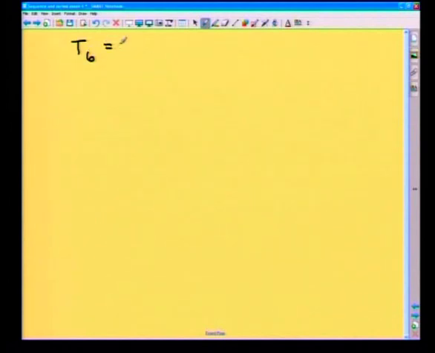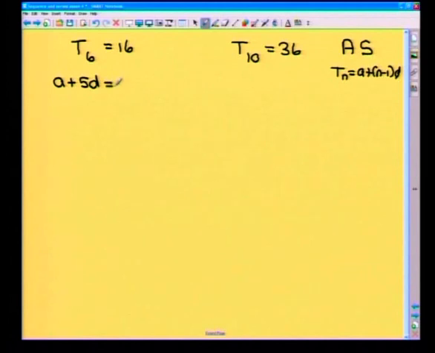Well, let's suppose I say to you term 6 is equal to 16 and term 10 is equal to 36, and it's an arithmetic sequence. Now, as soon as I hear that, I know I'm working with the formula Tn is a plus (n minus 1)d. Right, so term 6 is going to be a plus 5d equals 16, which we call equation 1, and a plus 9d equals 36, and we call this equation 2. Now, obviously, with these ones, it's a normal simultaneous equation.